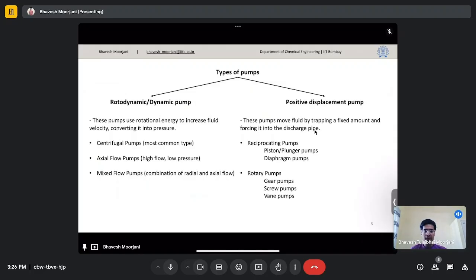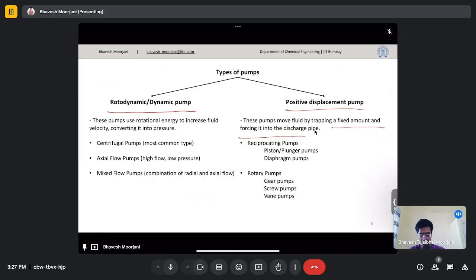Okay. So if we talk about types of pumps, pumps are categorized based on their working principle. So we have two major categories. One is rotodynamic or dynamic pump, and another is positive displacement pump. So positive displacement pumps, as the name suggests, work on the principle of fluid displacement, right? These pumps move fluid by trapping a fixed amount and forcing it to the discharge pipe. Okay, so the common example that you have heard will be a piston or plunger type pump.